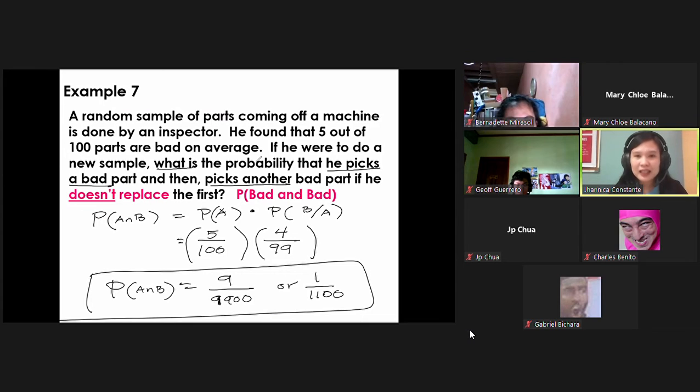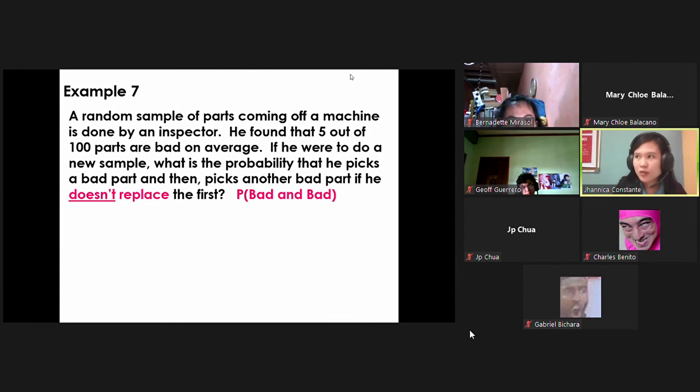We always deduct 1. Isa lang lagi ha. Always decrease by 1. Hindi pwedeng tumaas ng dalawa, depending kung ilang beses kakuha. We always subtract by 1 only when it comes to a dependent event.